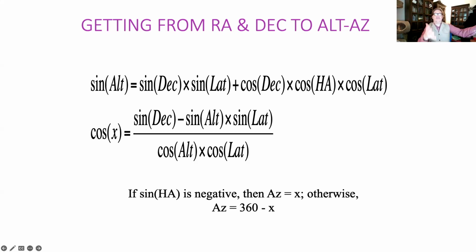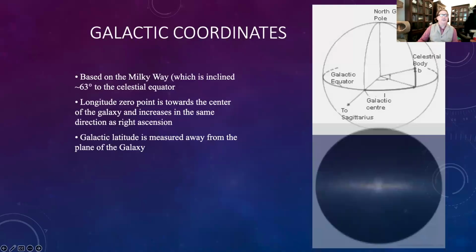Here are the lovely equations that you can use in order to do that calculation, to get from right ascension and declination to alt-az. And you can do a similar sort of coordinate transformation in order to get from alt-az to right ascension and declination, to flip from one to the other.